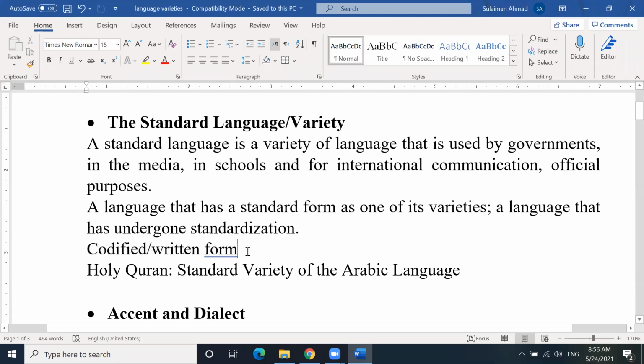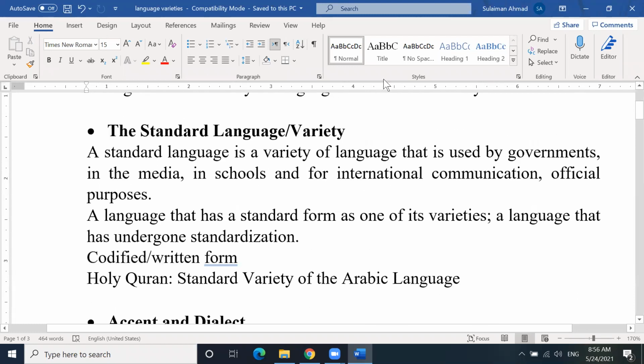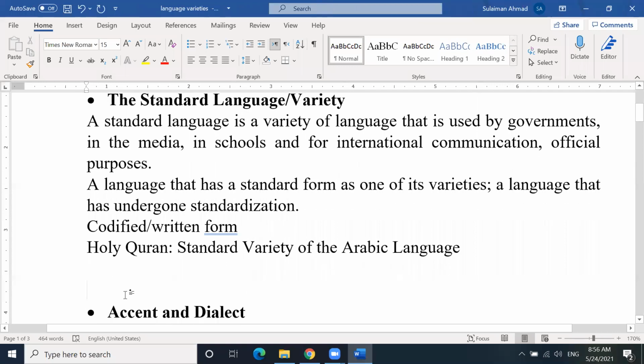Okay, so did you get the idea of the standard variety or standard language? Yes, sir. You got it? Okay. Who will tell me about the standard variety of English? The standard variety of English. Sir, it is American variety. It is Australian, British variety. Yes, Hashim, very good.